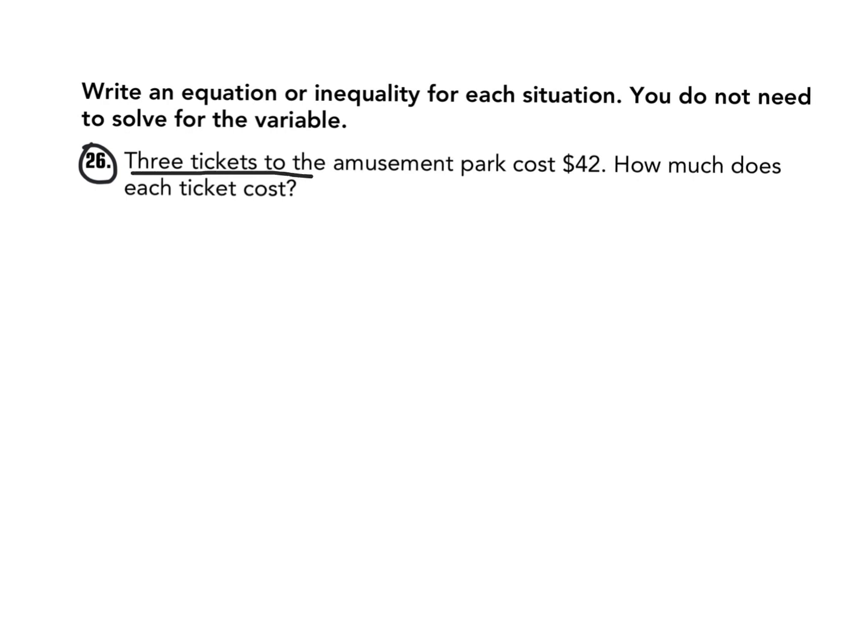So 3 tickets to the amusement park cost $42. How much does each ticket cost? Okay, and once again, we have to write an equation. It says or inequality. We'll talk about those later. Okay, so the 3 tickets cost $42.